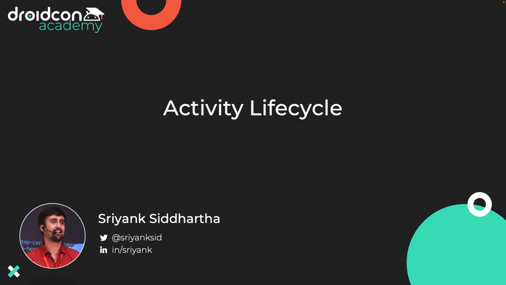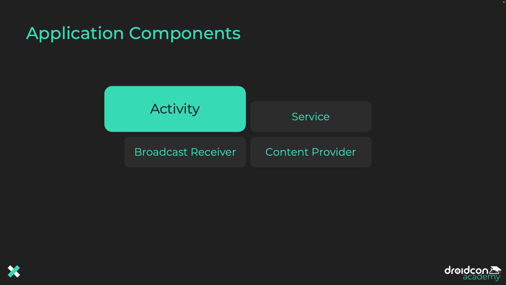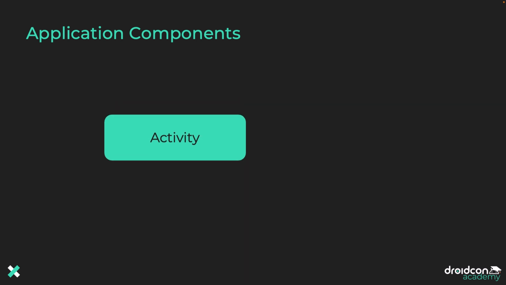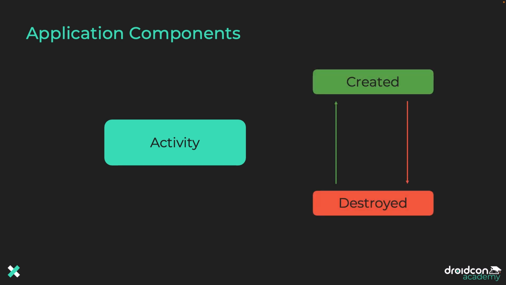Activity Lifecycle. Well, from the basics of Android, we know there are four application components found in Android. Activity is one of them. Very similar to each application component, Activity has its own lifecycle, which defines how the activity is being created and how it is being destroyed. So, in between creation and destruction of an activity exists the life cycle of the activity.